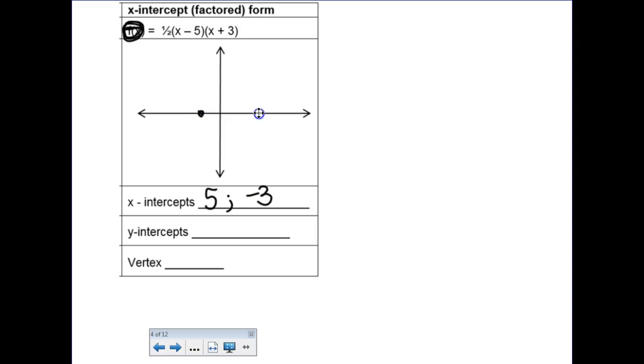So I'm going to just kind of pretend I know where those are located. The y-intercept is always found the same way. You figure out what happens when x is 0. So if you were to plug in x equals 0 into your original function, you still have the 1/2 here in this case. So you have 1/2 and then 0 minus 5 times 0 plus 3. Let's see, that's negative 16 times half, so negative 7.5.